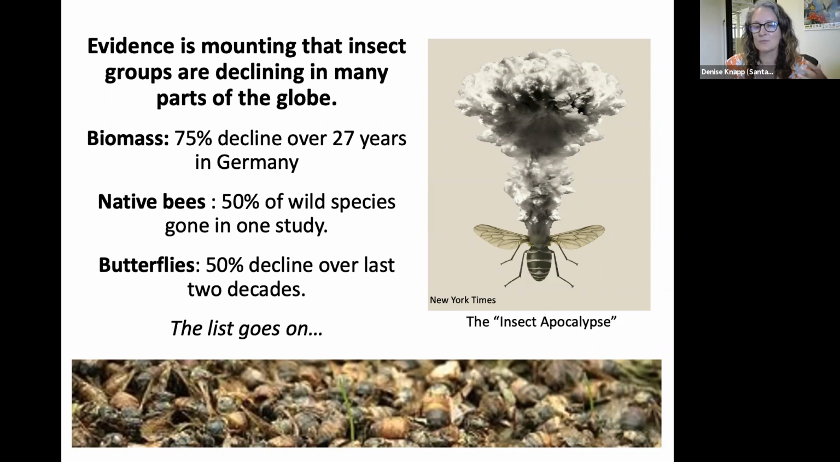We have big headlines like the insect apocalypse. And indeed, we do have some studies that show, for instance, in Germany, a 75% decline over the last 27 years in insect biomass. Now, for those of you who are old enough to remember seeing bugs smashed all over your windshield, you don't even need to see this study. You know that you don't see that anymore. And we don't have the bug abundance and biomass that we used to. Native bees, 50% of wild species gone in one study. Butterflies, 50% decline over the last 2 decades. The list goes on. I've got a literature review and I'd be happy to share with any of you. Next.